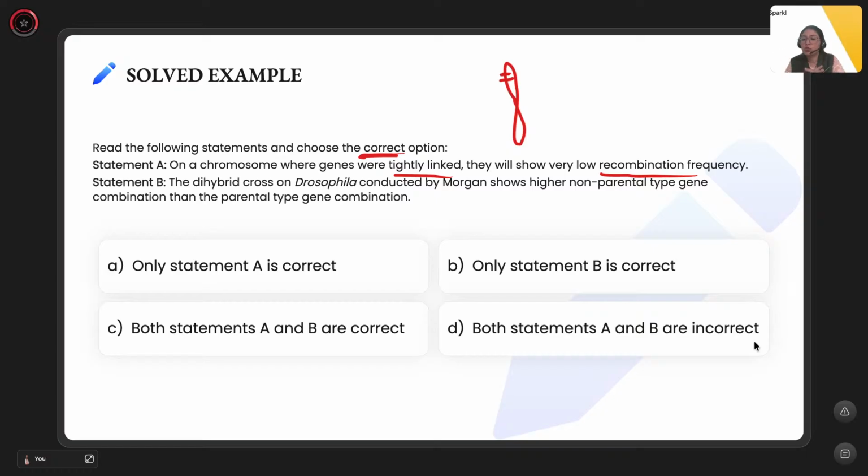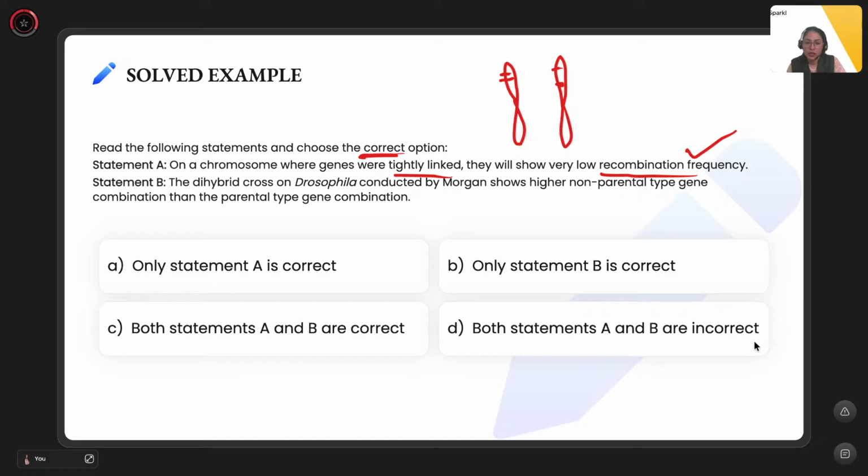Crossing over in genes does not happen so easily. If these genes are located somewhat far apart, with a significant distance between them, then they will show recombination. There will be crossing over during the meiosis stage. Okay, so option A, statement A, is correct. Clear? So remember, tightly linked genes always stay together most of the time.